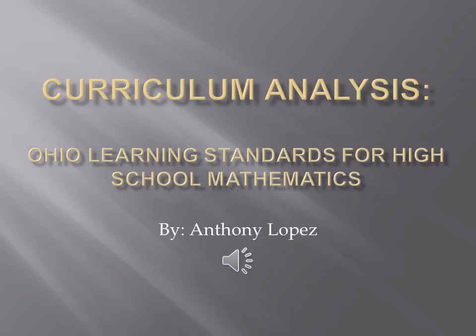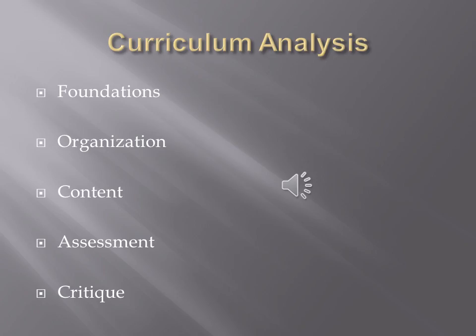Curriculum analysis is a great tool for understanding whether or not we must replace or adjust a current curriculum. Today I'm going to talk about Ohio Learning Standards for high school mathematics. To do so, we must focus on 5 fundamental aspects. The first 4, foundations, organization, content, and assessment, are focused on figuring out what the curriculum itself is, whereas the 5th one, critique, talks about the curriculum as a whole and how we want to assess it.